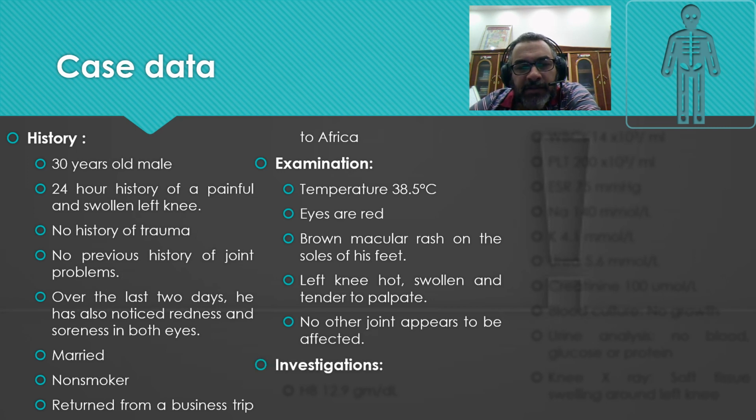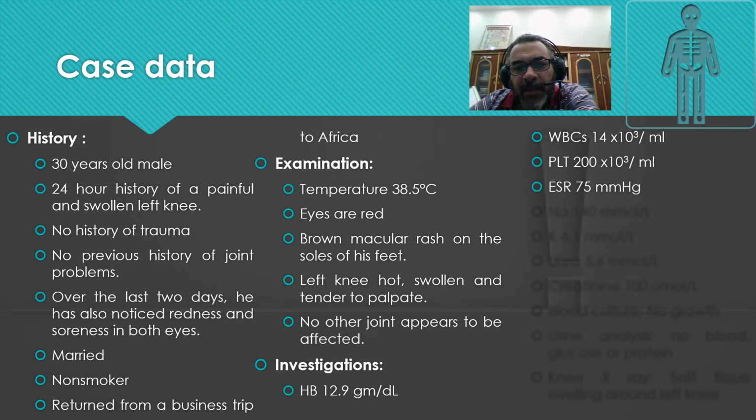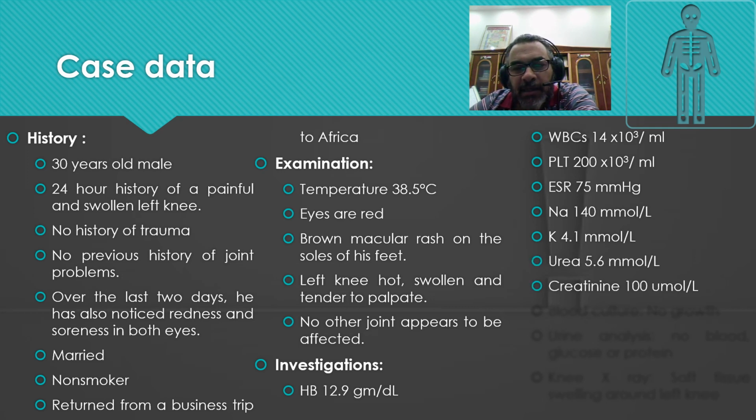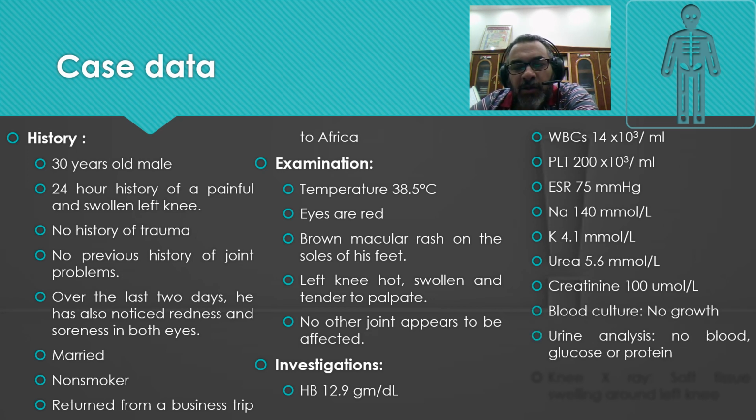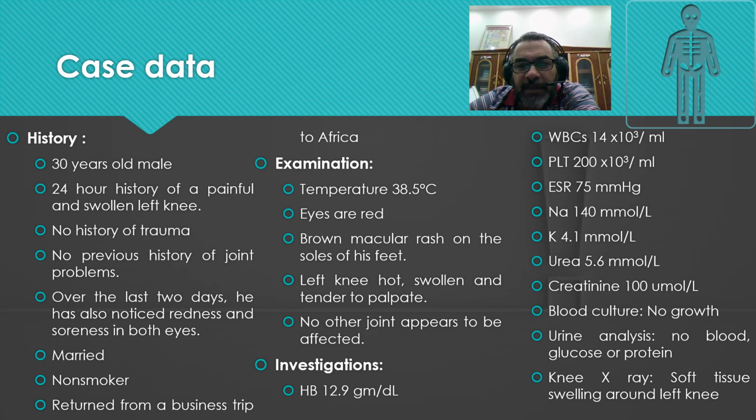Investigations: hemoglobin within normal, white BCs somewhat elevated 14, and the upper maximum of normal is 11. Platelet within normal. ESR shooting 75 for the first hour. Sodium and potassium were within normal. Urea and creatinine within normal. Blood culture showed no growth. Urine analysis showed no blood, glucose or proteins. Knee X-ray showed soft tissue swelling around the left knee.